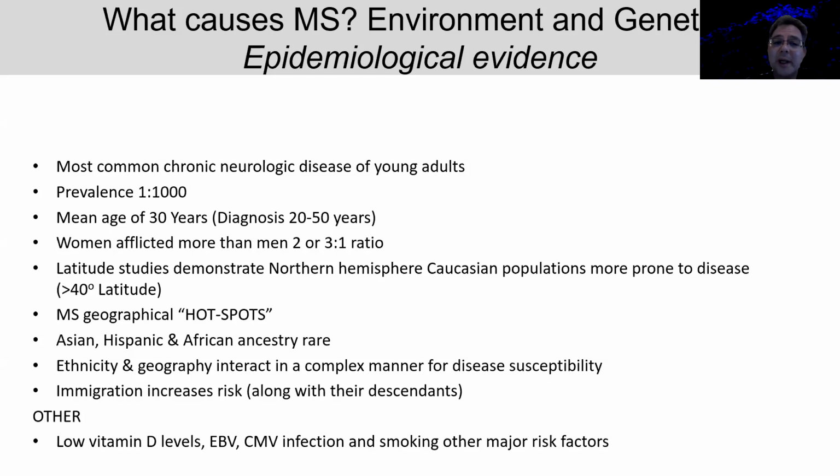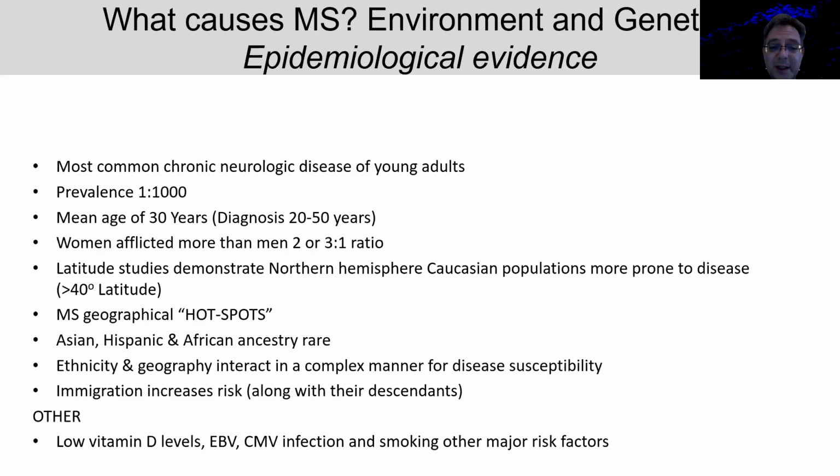So most common, MS is the most common chronic neurological condition in young adults, and its prevalence is about 1 in 1,000, mean age being around about 30 years of age at onset. So think about that when we talk about Nancy's clinical case. So diagnosis occurs anywhere between 20 and 50 years of age. Women are afflicted more than men, and quite clearly, as I said, in terms of autoimmune conditions, profoundly, and MS is classed in that same category. So 2 or 3 to 1 ratio of women to men present with MS symptoms.